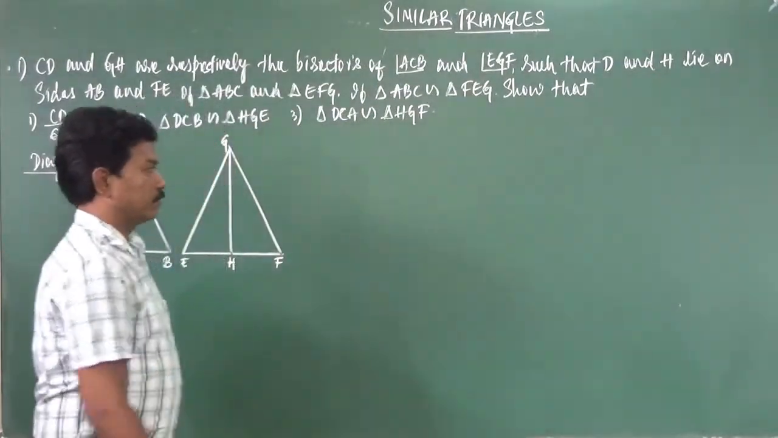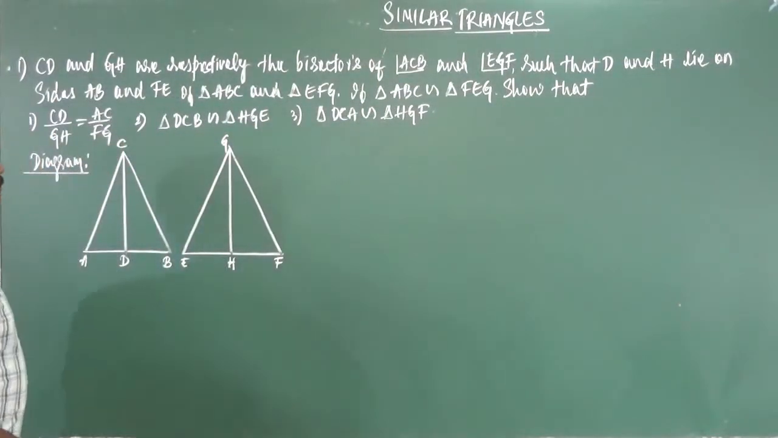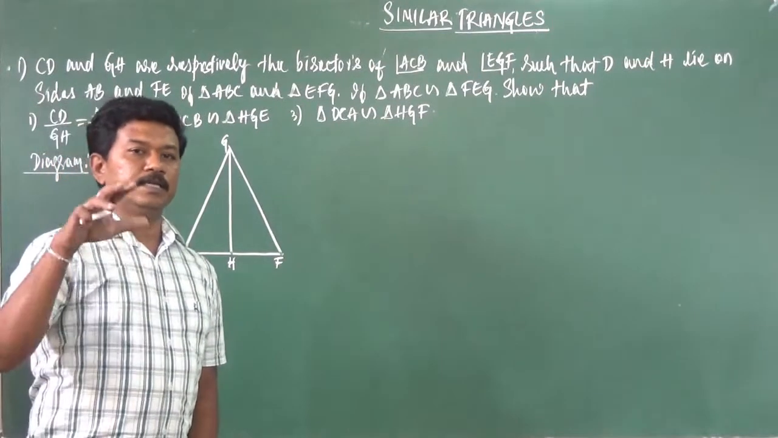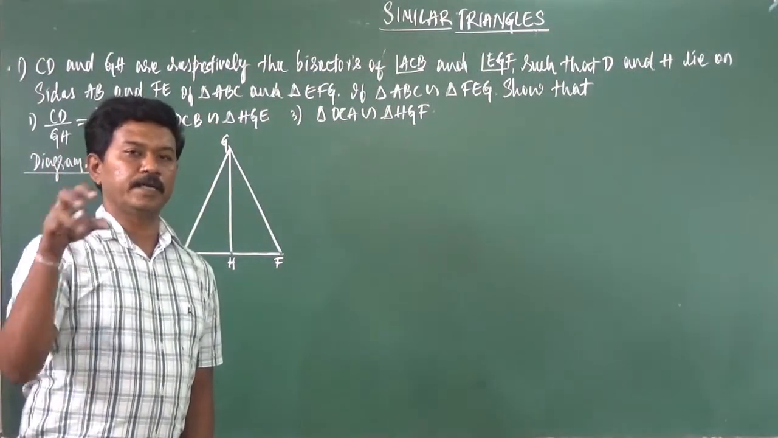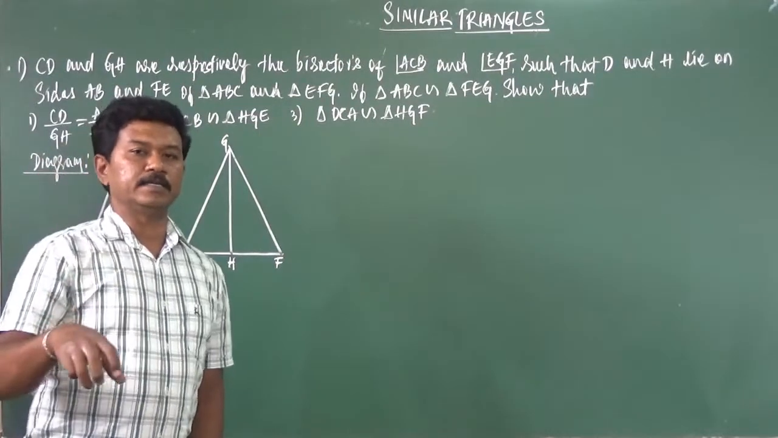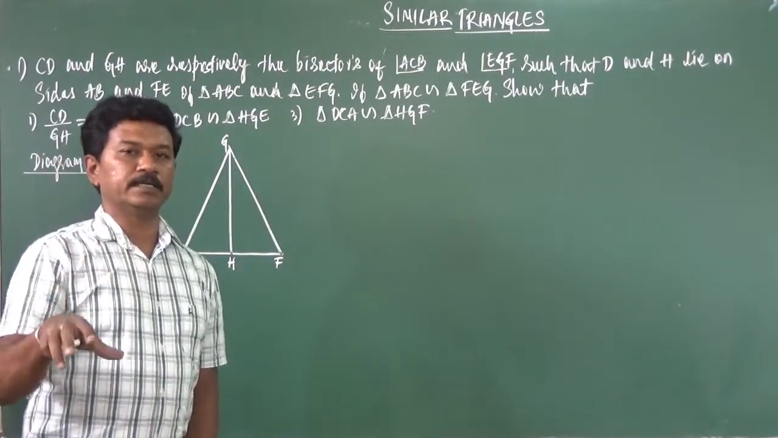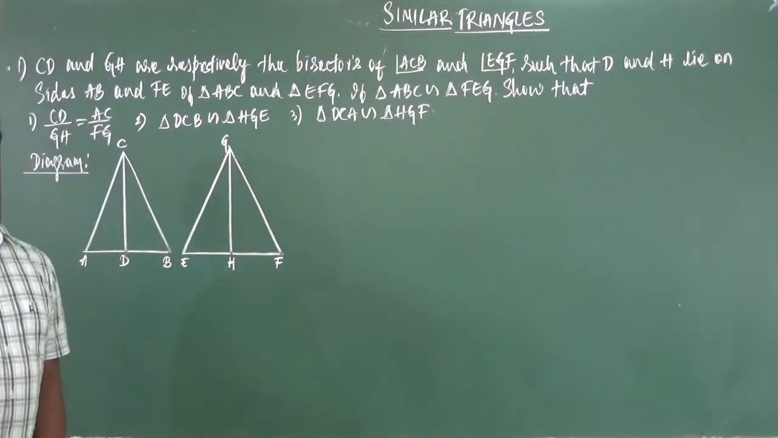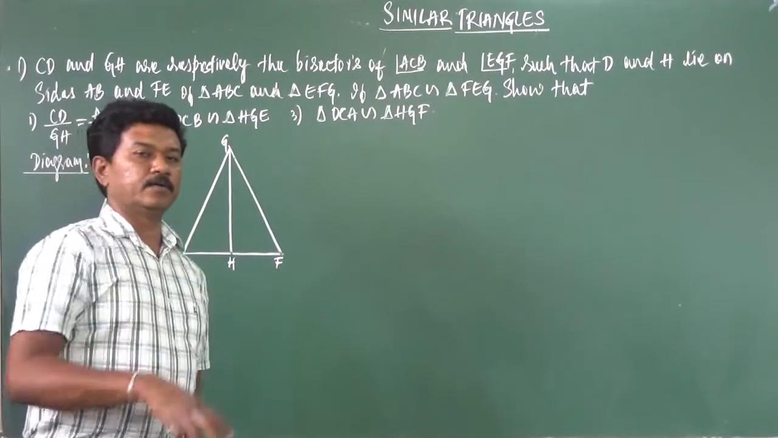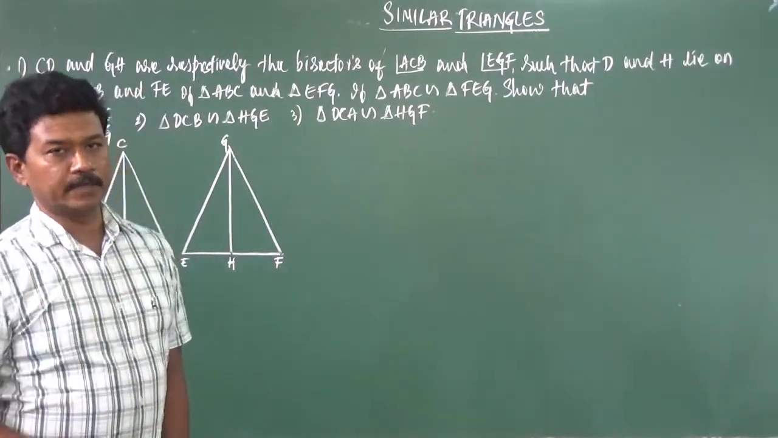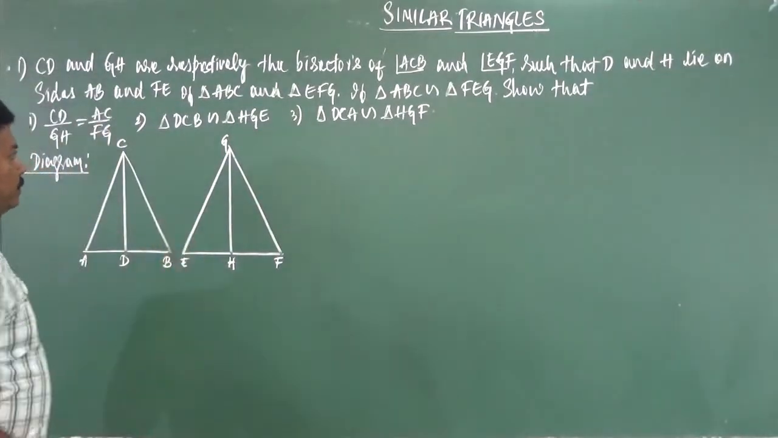So we have a rider on board. It's a very important rider which may be asked for 3 marks in your examination. We need the knowledge of AA criterion and SAS criterion, both criterions, for solving this rider. I hope you are well versed with how to apply AA criterion for solving riders. So this is the problem.